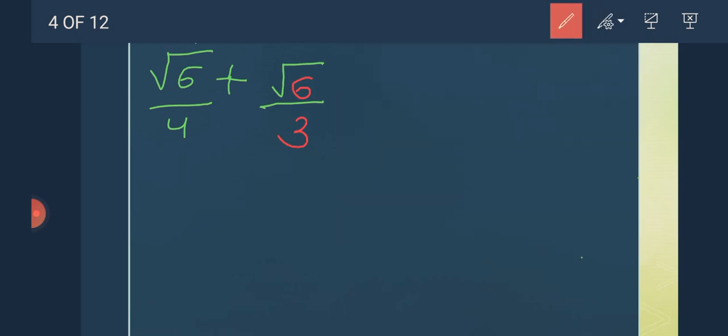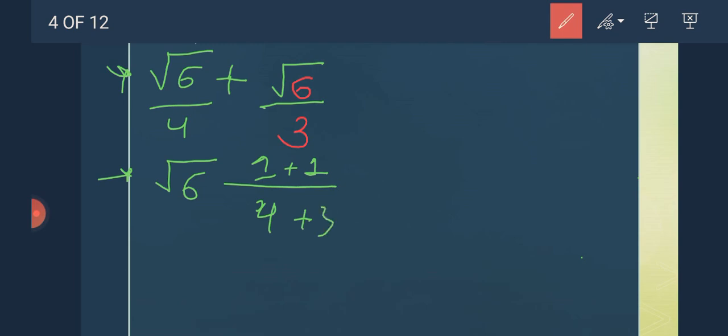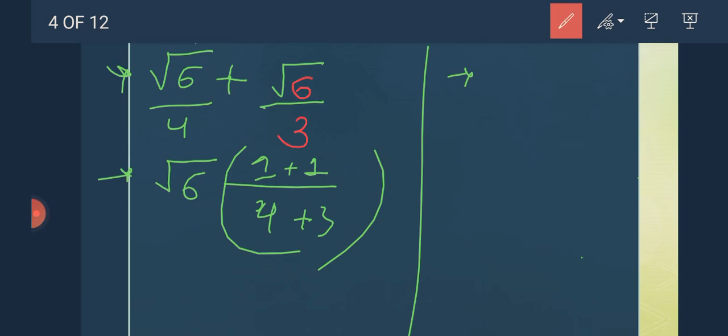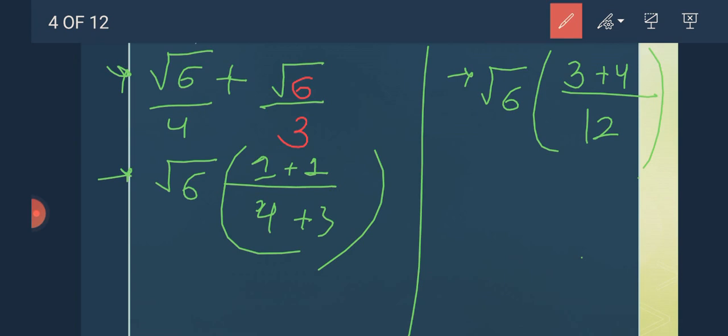By this we have cut it, and then our next step is to take the LCM for it. Root 6 by the LCM we have taken, so it is 3 plus 4 over 12. Then we will get 7 root 6 by 12.